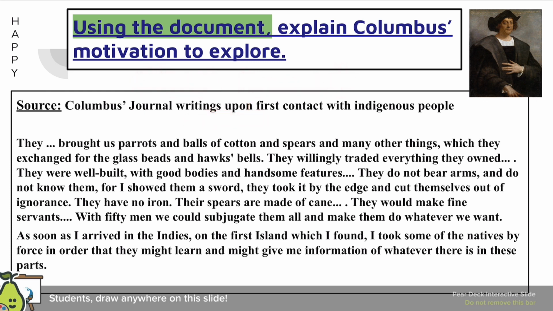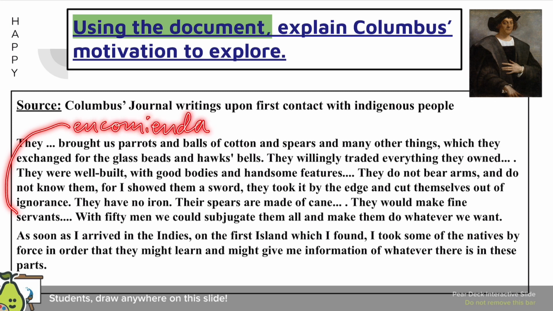Their spears are made of cane, meaning wood. They would make fine serpents. So already we know that eventually the Spanish in particular are going to enslave the Native American population through the encomienda. So I'm already jotting down these notes of what I could use in my essay to support my thesis.